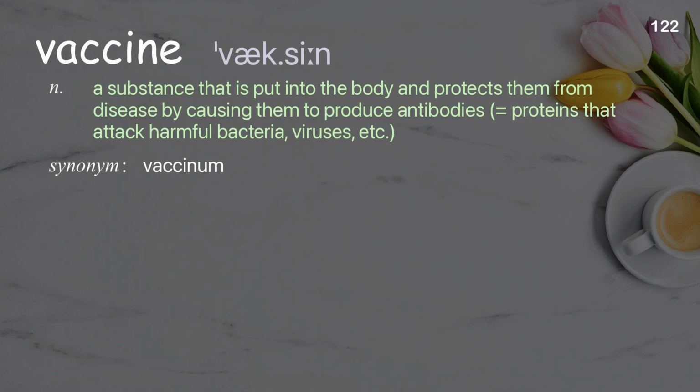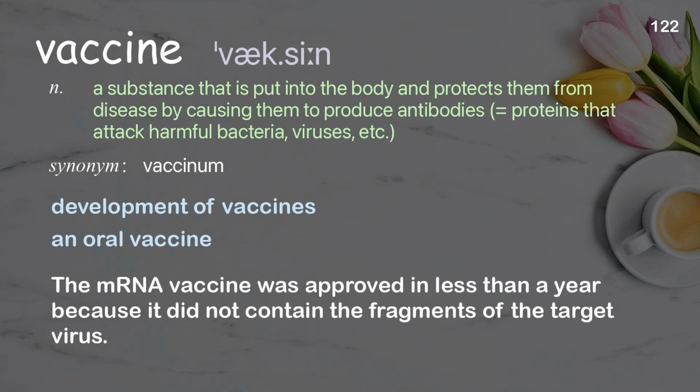Vaccine. A substance that is put into the body and protects them from disease by causing them to produce antibodies, equals proteins that attack harmful bacteria, viruses, etc. Examples: Development of vaccines. An oral vaccine. The mRNA vaccine was approved in less than a year because it did not contain the fragments of the target virus.